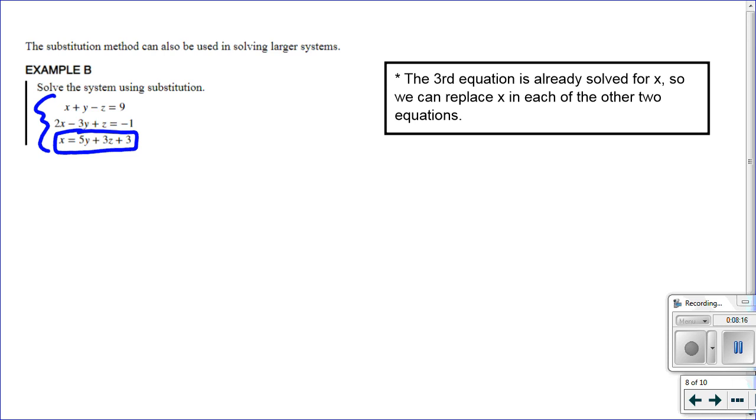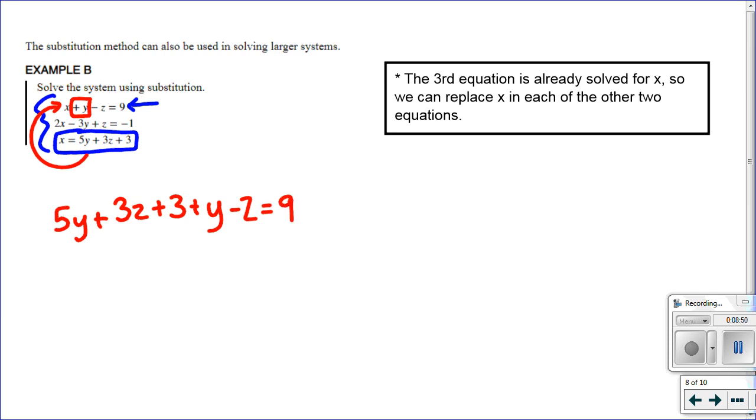So all I need to do at this point is to take what x equals and substitute that into one of my other equations. So let's go ahead and just substitute that into that first equation. So again, I'm just going to take x, and I'm going to put it in place of x in my first equation. So 5y plus 3z plus 3, there's my x, and now I have plus y minus z equals 9.